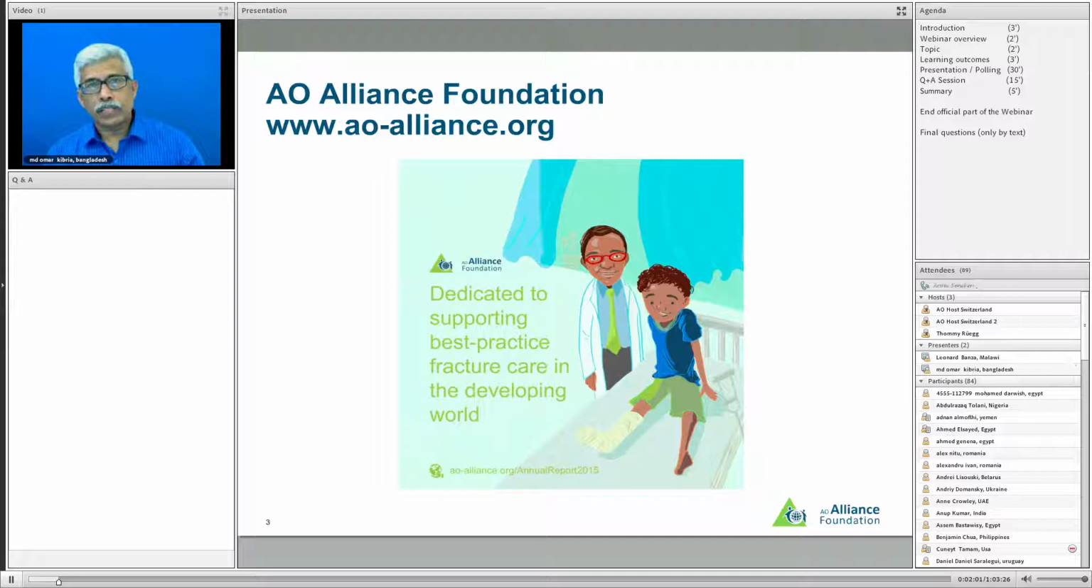So what is the AO Alliance Foundation? This is a non-profit organization dedicated to looking after fracture care in low-income countries. I repeat, low-income countries. That means people whose income is poor cannot afford treatment facilities by themselves, and the government doesn't help them a lot. So in that situation, to give them the best fracture care, the AO Alliance Foundation is working on it. They build the capacity of medical professionals through research, education, and building of infrastructure. This webinar is also a distance learning part of the AO Alliance Foundation, as you can see.